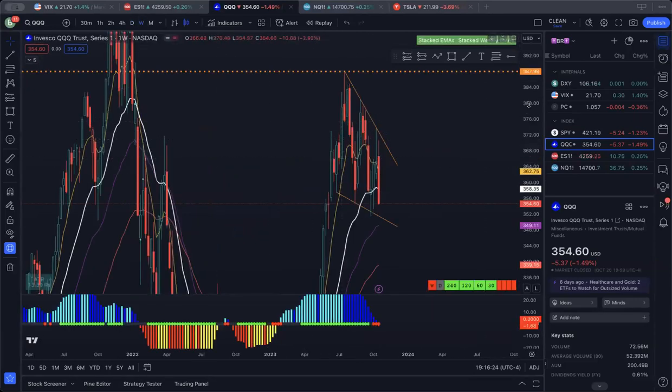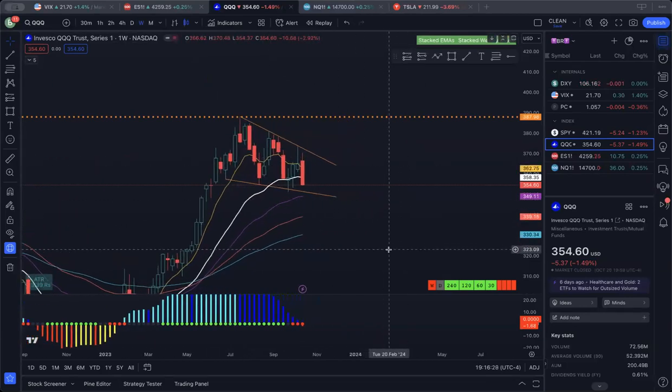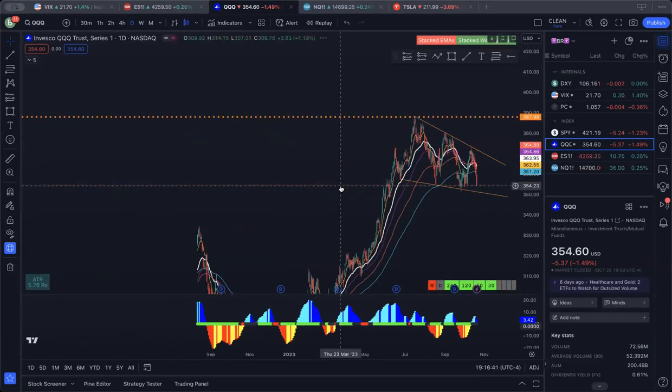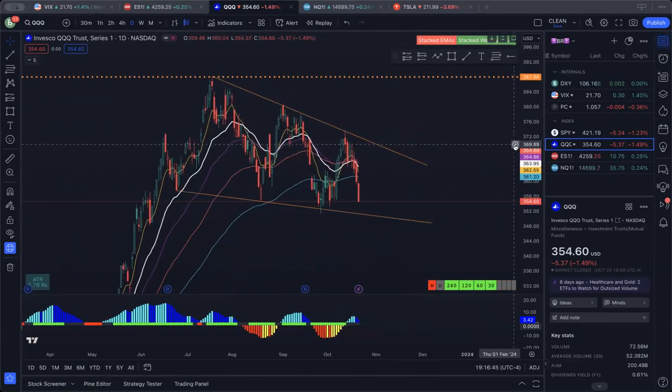But if we look at the weekly, it's still a good looking chart. We're holding up well. It's still a bull flag. We can still move down to this 350 area and still be intact for a bull flag. So you can't get too bearish on the longer time frames. But yeah, that's what I'm paying attention to here.